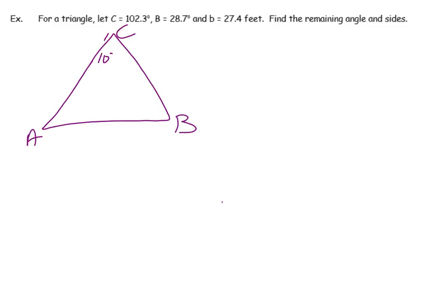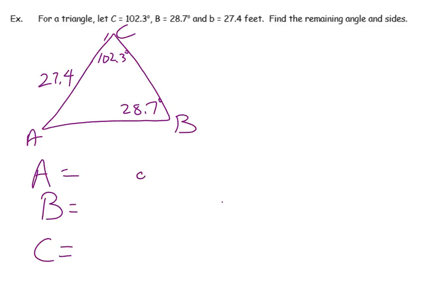So angle C is 102.3 degrees. Angle B is 28.7 degrees. And side little b is 27.4 feet. Okay? So, let's see now. I've got three angles, three sides. Filling in what I'm given, I'm given that C was 102.3, angle B is 28.7 degrees, and then side b was 27.4.